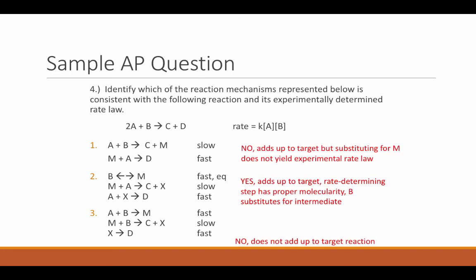Welcome back. The only mechanism here that's viable is mechanism 2, since it both adds up to the target reaction and the rate determining step has the proper molecularity. Notice that you do need to substitute in since the first step is the fast step. So here we've substituted B in for the intermediate M.